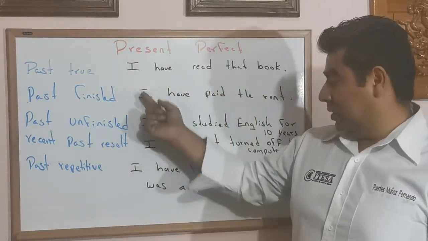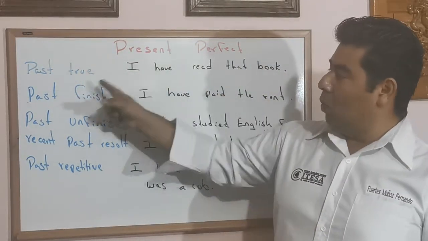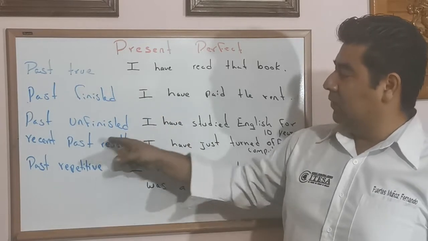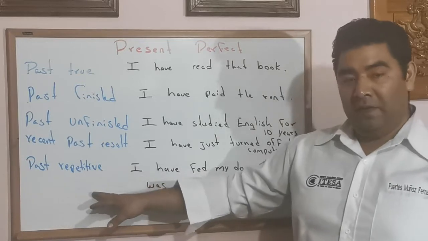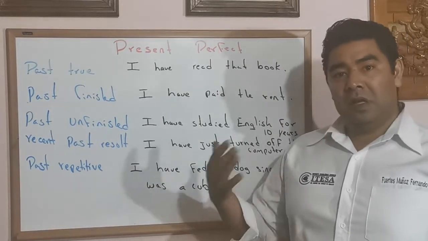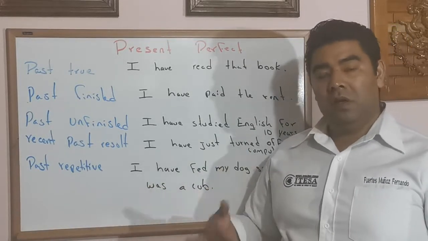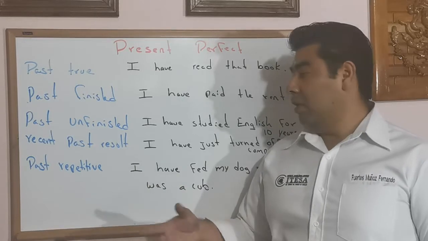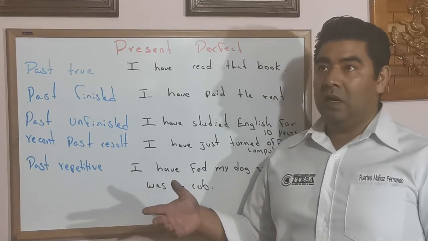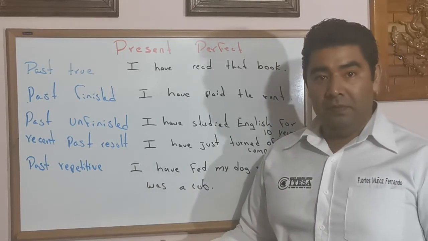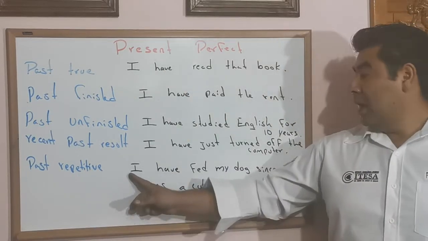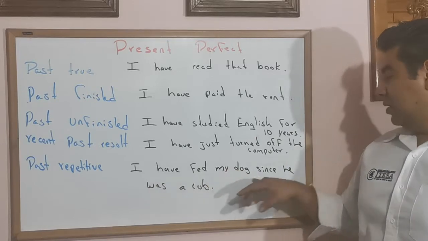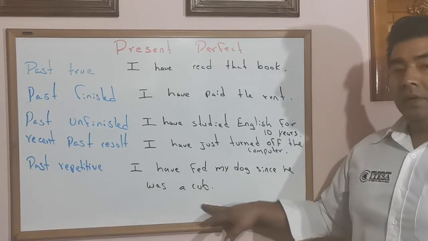I just wrote these examples just to connect one with each one of these functions, okay? Let's start with past repetitive. When you do things that maybe you usually do, right? And they're not new for you, okay? You can use the present perfect like this. I have fed my dog since he was a cub.